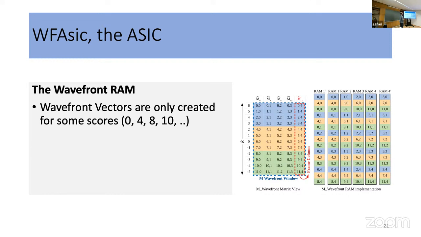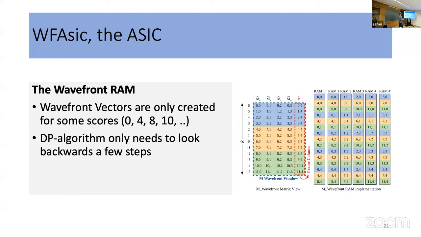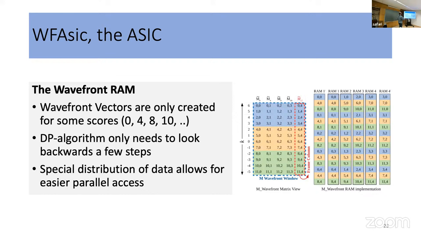You see here the values in the matrix on the left are the coordinates. So you can cross-reference the cells with their location in the RAM on the right side of the illustration. Yeah, so the dynamic programming algorithm only needs to look backwards a few steps, as you saw in this illustration before. So this is why we only need these few error vectors in RAM.